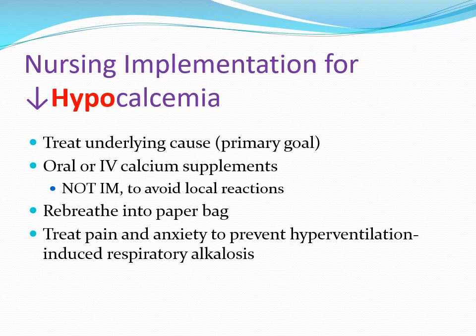Usually we're having them have a diet high in calcium-rich foods, along with vitamin D supplementation, because that's what's going to help the body absorb. Sometimes we can have them rebreathe into a paper bag. That can help with the treatment of hyperventilation-induced respiratory alkalosis, which causes the hypocalcemic symptoms. And then treat pain and anxiety so we don't have that hyperventilation.